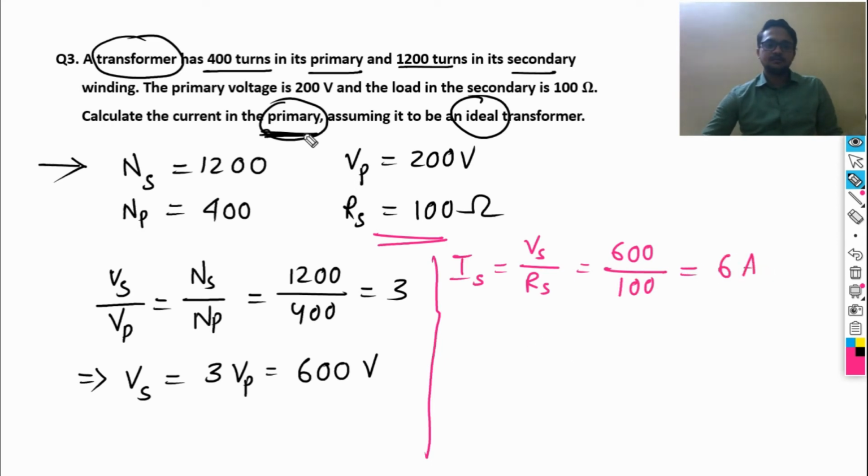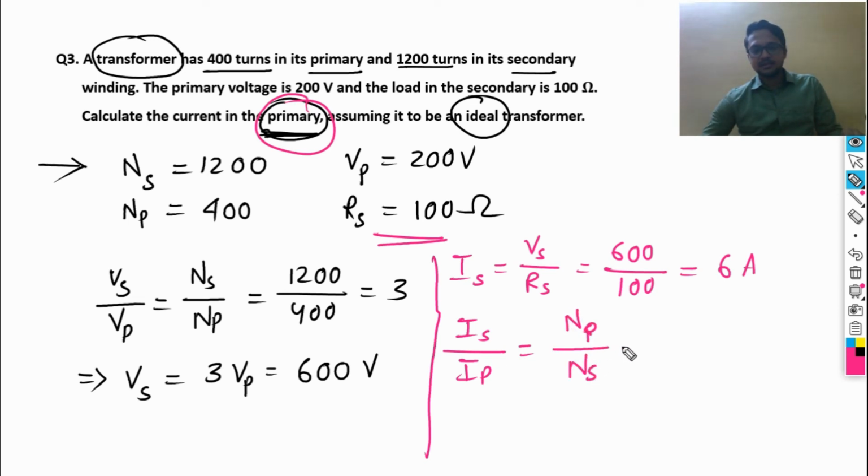But we have to find what? We have to find the primary current. Primary current and number of turns are also related, but they are related inversely. So we can write IS by IP equal to NP by NS. Inversely related, NP by NS. Now NP is how much? 400. NS is how much? 1200. So it will be 1 by 3 now.